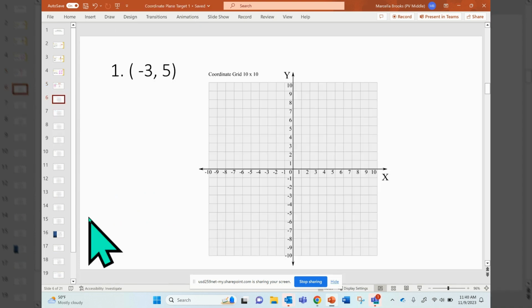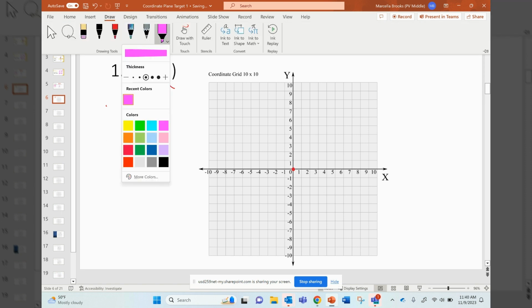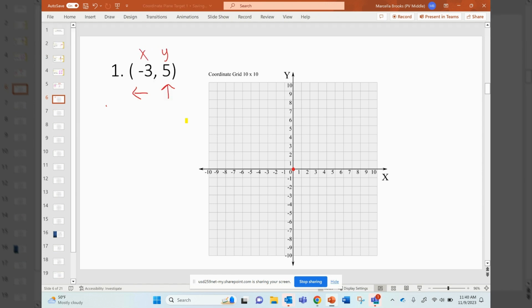All right. This one, we have a -3 for my x and a +5 for y. So that means I'm moving left 3 and up 5. I start in the middle, the origin, always. I'm going to go left 3. 1, 2, 3. Left to -3. And then up 5. 1, 2, 3, 4, 5. And I'm going to draw a point at the 5.